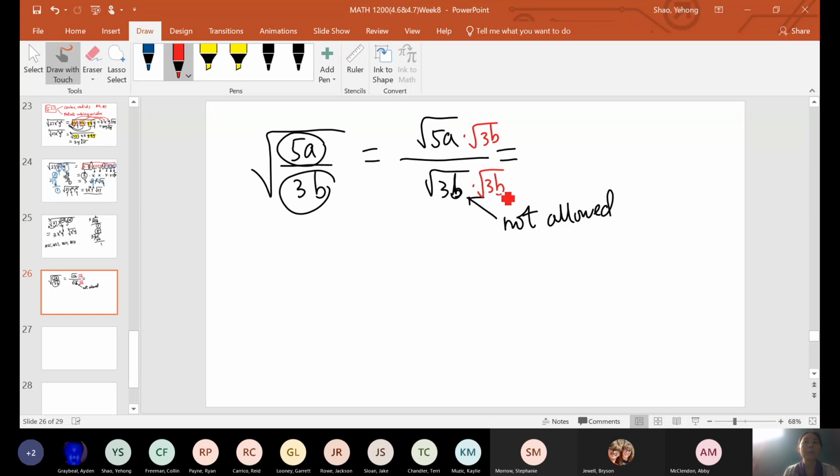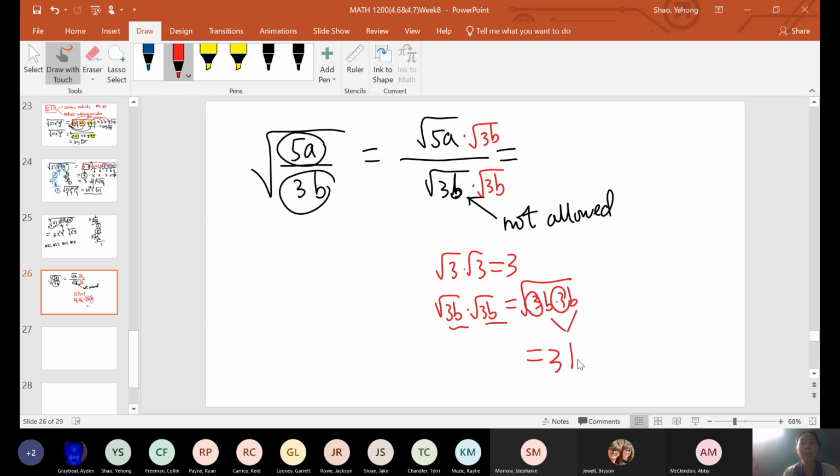If it's the square root of 3, you multiply by the square root of 3 because you can get 3. But now you have the square root of 3b. If you multiply by the square root of 3b, look, if I put them together, 3b and 3b, we get 2 copies of 3 and 2 copies of b. That's going to give you 3b. The radical's going to disappear. So the bottom, after we multiply them, we should just get a 3b. No radicals. That's what we wanted in the simplified form.